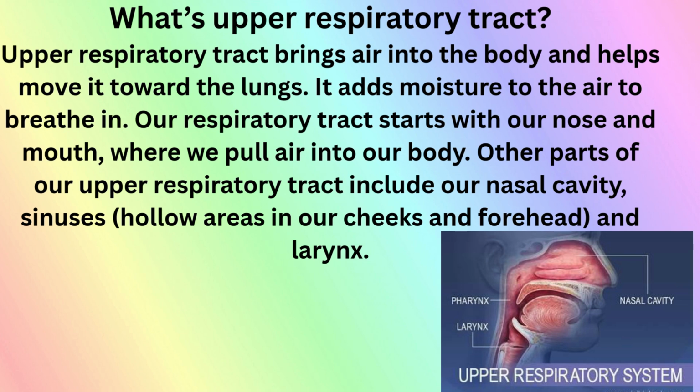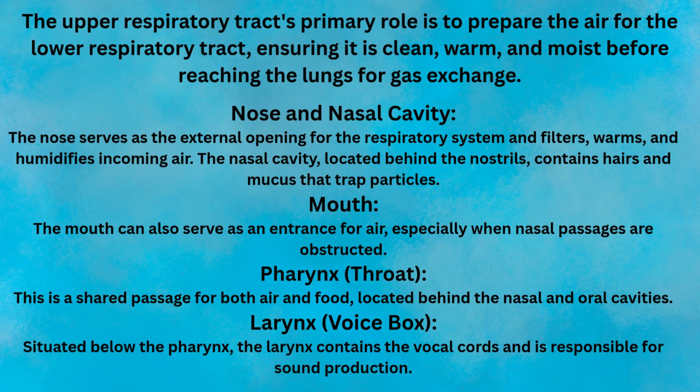Our respiratory tract starts with our nose and mouth, where we pull air into our body. Other parts of our upper respiratory tract include our nasal cavity, sinuses, hollow areas in our cheeks and forehead, and larynx. The upper respiratory tract's primary role is to prepare the air for the lower respiratory tract, ensuring it is clean, warm, and moist before reaching the lungs for gas exchange.